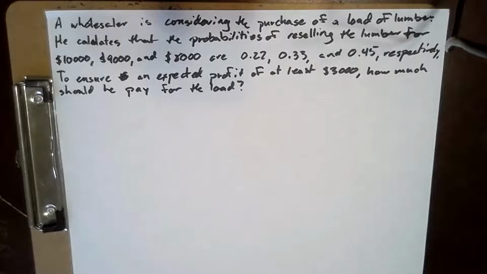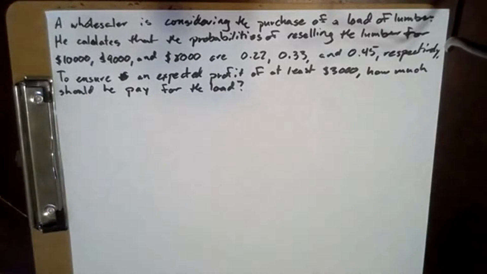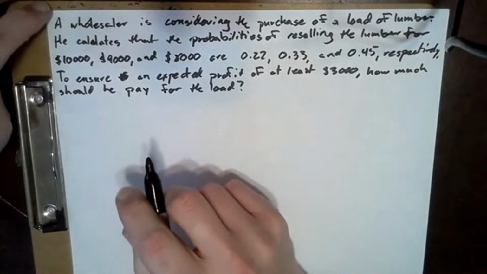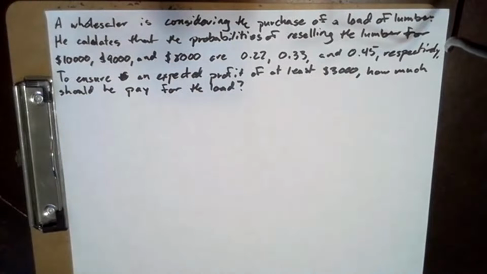In this video, we are going to continue looking at the section 11.5 example problems. We are starting with this one. A wholesaler is considering the purchase of a load of lumber. He calculates that the probabilities of reselling the lumber for $10,000, $9,000, and $8,000 respectively are 0.27, 0.33, and 0.45. To ensure an expected profit of at least $3,000, how much should he pay for the load?